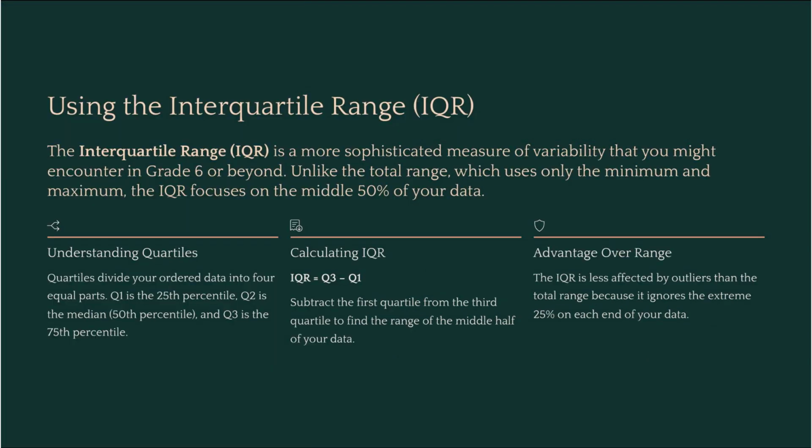A slightly more advanced way to talk about spread is the interquartile range, or IQR, which is the range of the middle 50% of the data. It's calculated as Q3 less Q1. The IQR is great because it measures the core variability without being influenced by outliers, giving you a more reliable measure of spread.